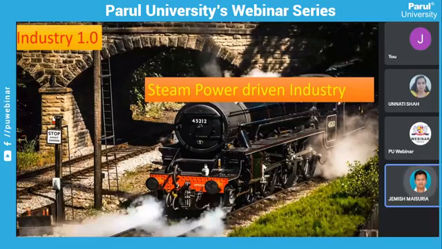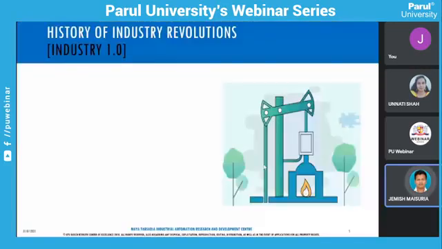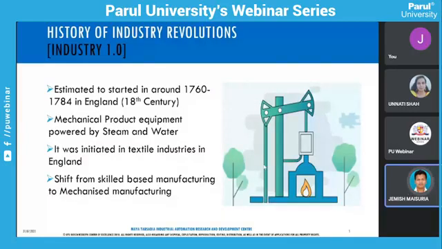Then after, we introduced the steam engine. The steam engine was introduced in the 18th century, between 1760 and 1784, in England. We developed a mechanical device which operates on steam and water, and produces or transports whatever goods through that particular machine. That actually started in the textile industries first. So we shifted from skill-based manufacturing to mechanized manufacturing.